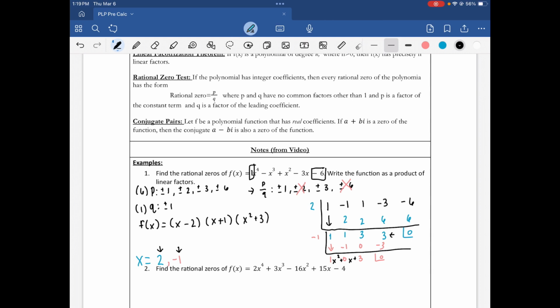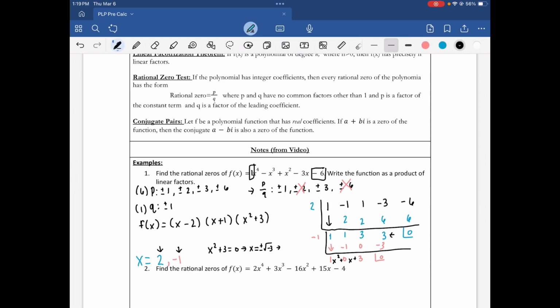Now, we can break down that x squared plus 3 a little bit further. If we just have x squared plus 3 equals 0, we would get to x is equal to positive and negative square root of negative 3. Let's scooch this over. I did not leave myself enough room.